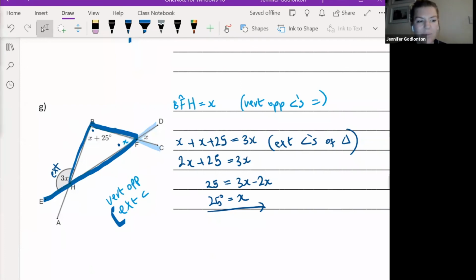Tiana, how can I help? I don't understand why it is BFH. Remember, when we have an angle, we always say where it's coming from. So I'm coming from B, F is where my angle is, and I'm going to H. So that's what that angle is over there. But you could have called this BFE if you wanted to. Where's E? Oh, okay, I get it.